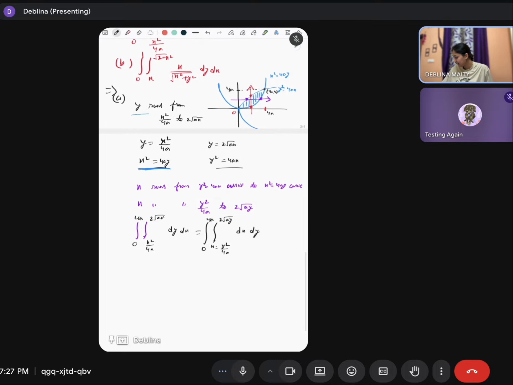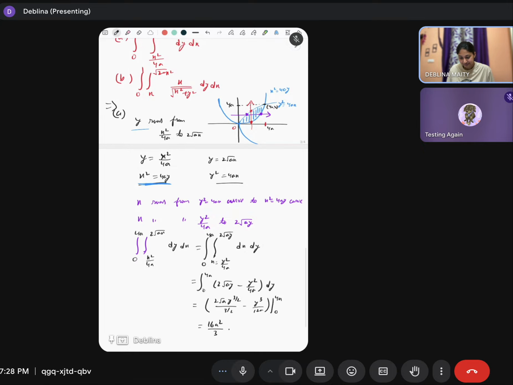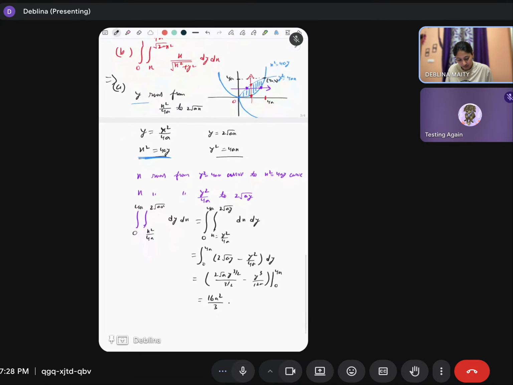Okay, so what is this value? This value is 2 root over ay minus, and this will be 16a square by 3. So check the calculation.